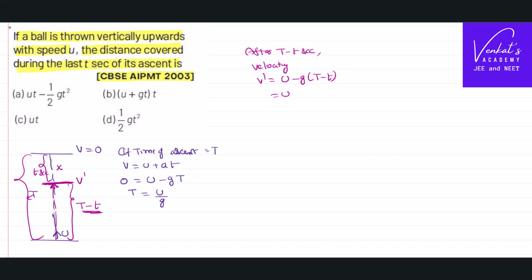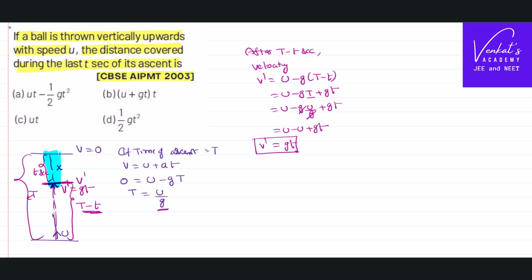So you want to calculate only this distance, right? That is u minus g times (capital T minus small t), which is u minus gT plus gt. Here T means time of ascent. We already know that value as u by g, so u minus g times u by g plus gt. So g and g will cancel: u minus u plus gt. So its velocity v dash is equal to gt. So let's consider only this small part, x, that I want to calculate.